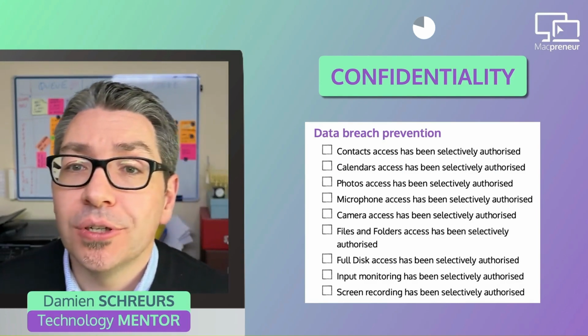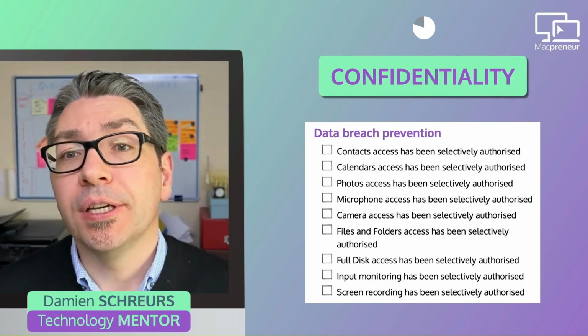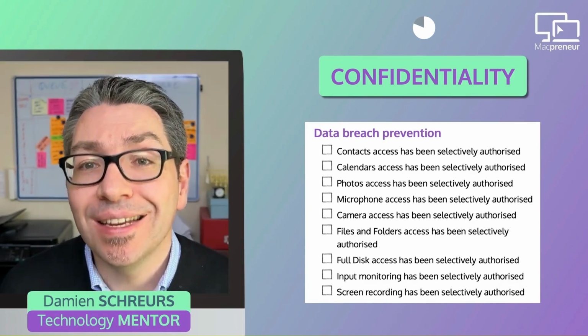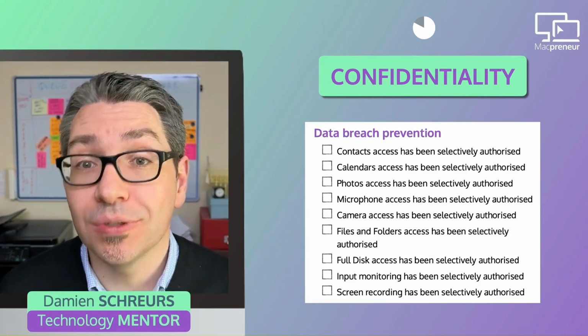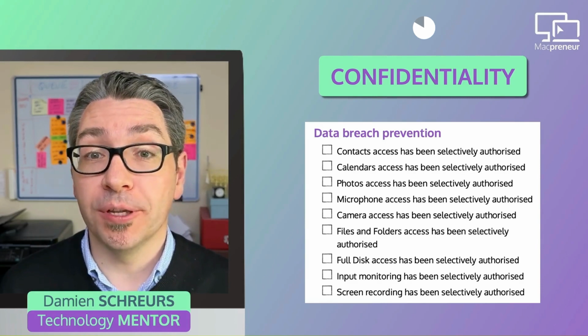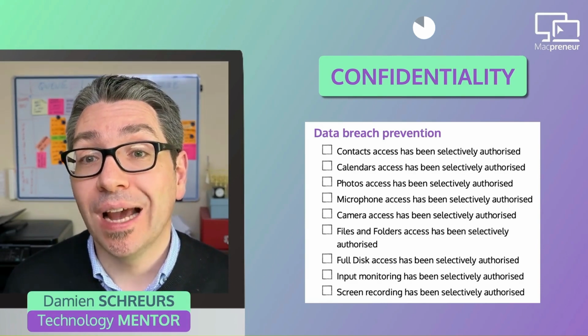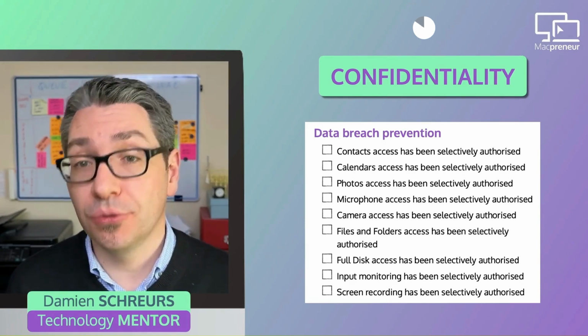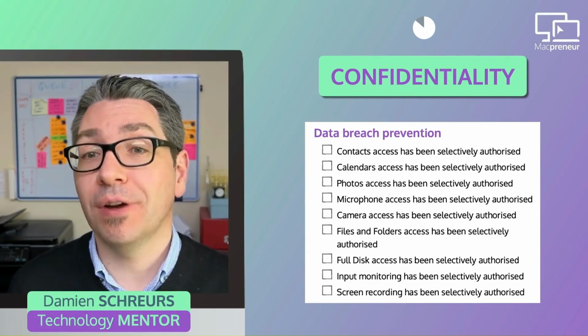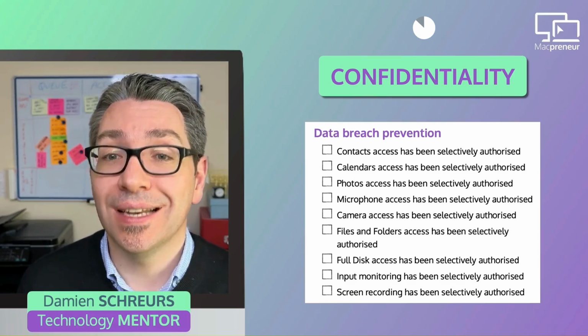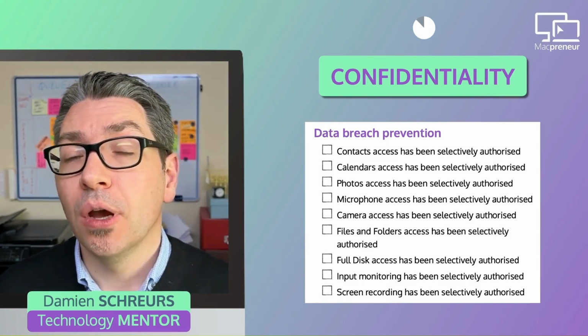Why is it important? Because rogue or buggy applications running on your Mac could leak data if they have been given too many permissions, especially those that are not necessary for them to work properly. And here I have 9 checkboxes that will make you determine whether access to contacts, calendar, photos, and various others have been selectively authorized. What does it mean?